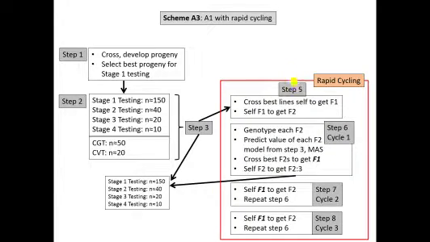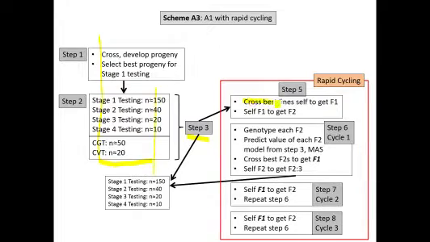So here is Scheme A3. The scheme is built on Scheme A1, which is everything I'm highlighting here. Steps 1, 2, and 3 are the same as in Scheme A1 and the same as they are in Scheme A2. The only difference is you now take the best lines that you have phenotyped and genotyped and used to build your model.